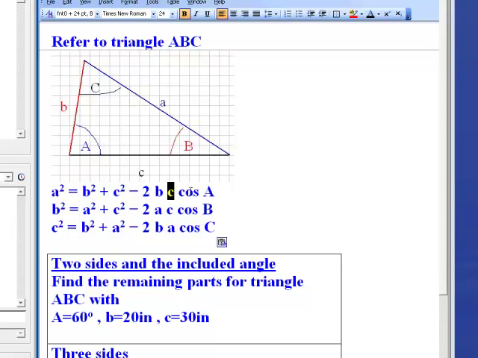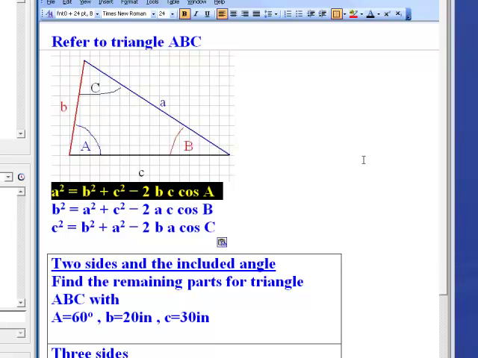That particular way I just showed it would actually produce a quadratic equation, but they make it easy on us. They will give us sides b and c, and the angle a, the angle that's in between the two sides, and we just calculate a on the other side by taking the square root. Okay, it says now as follows. Find the remaining parts for triangle ABC with A equals 60 degrees, b equals 20 inches, c equals 30 inches. So we're going to use this one here.